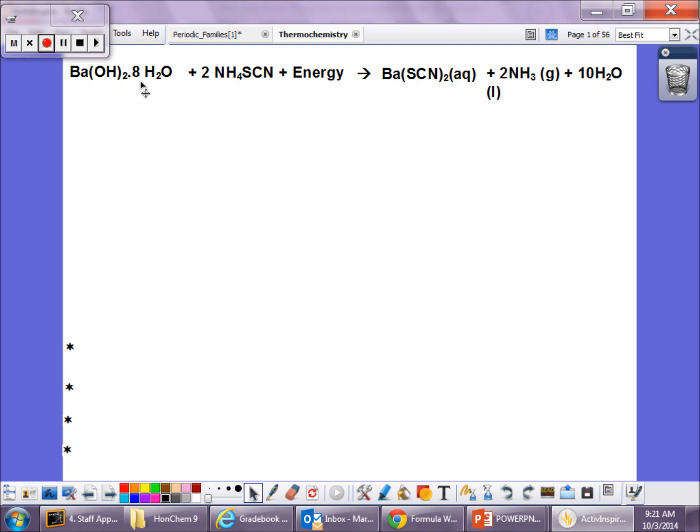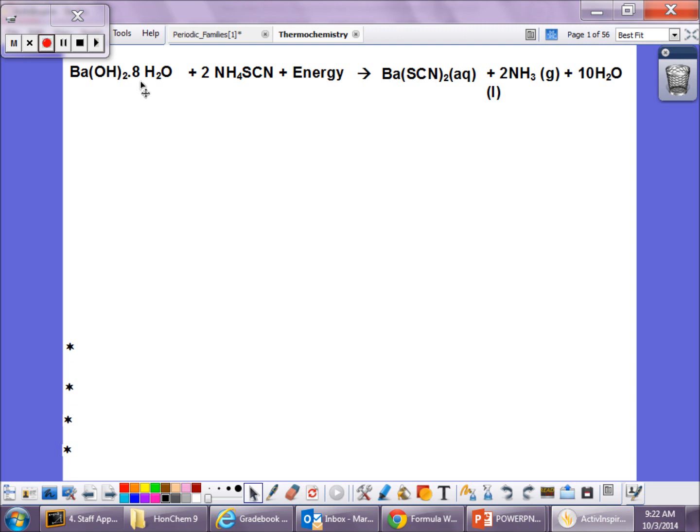thiocyanate. As you could see, the beaker felt very, very cold, which means the reaction is absorbing heat. The reaction inside the beaker is absorbing heat. Therefore, today we are going to learn about the heat of the reaction. It is an endothermic reaction. It is absorbing heat. So we have barium thiocyanate, which is soluble in water.